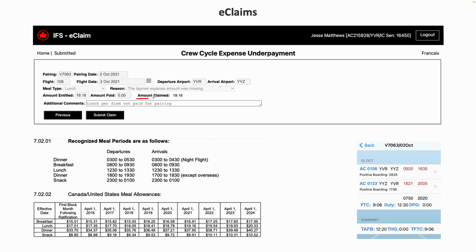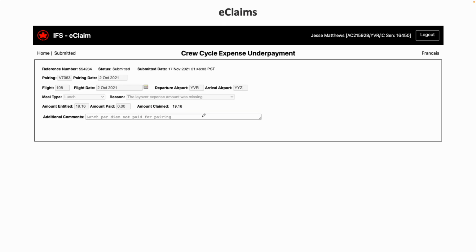You'll notice that there is an amount claimed section. Basically, the amount claimed takes the amount you were entitled to and subtracts the amount that you were paid from the entitled amount and gives you a final number. Since we were paid nothing, $19.16 minus 0 is $19.16 being claimed. Once you've confirmed by hitting submit, you will see a reference number corresponding to the claim that you've made. The status of the claim always starts out as submitted, and then you are given a date and time that your eClaim was submitted officially.